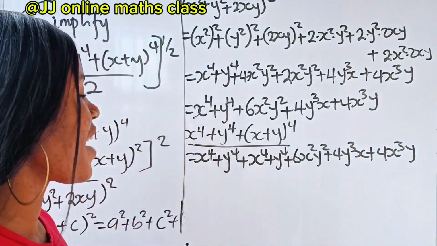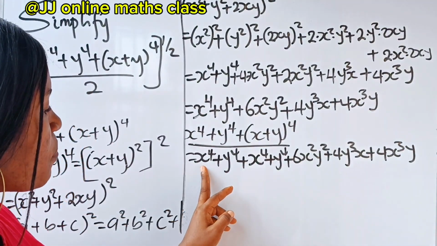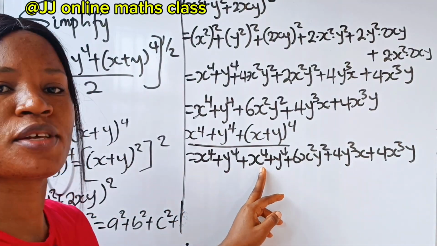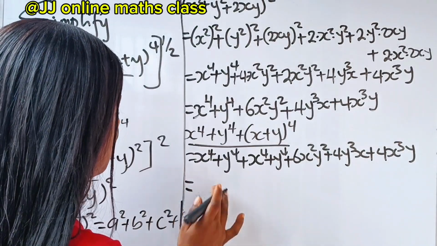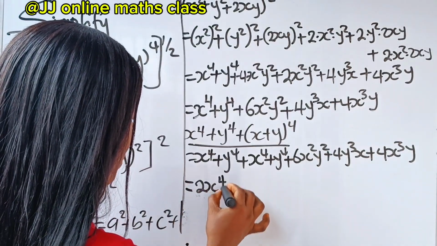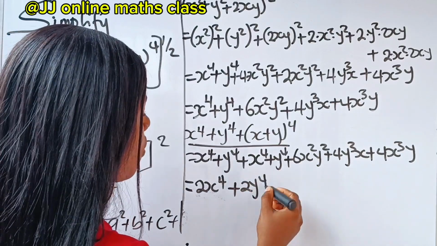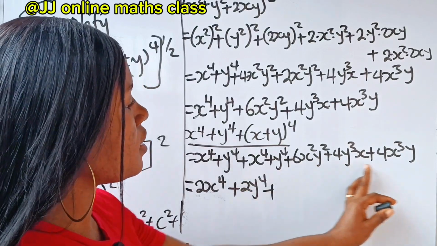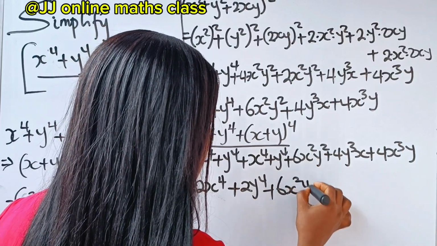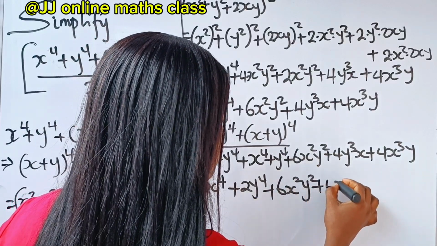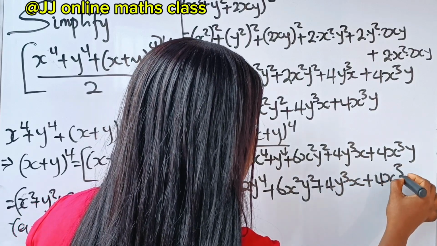Thank you. All right, so what do we do here? Now let's look. We have x to the power of 4 plus x to the power of 4, right? So we are going to have 2x to the power of 4, plus the same thing for y to the power of 4, 2y to the power of 4. Then plus these are on their own. They don't have like terms. So 6x squared y squared plus 4y cubed x plus 4x cubed y.